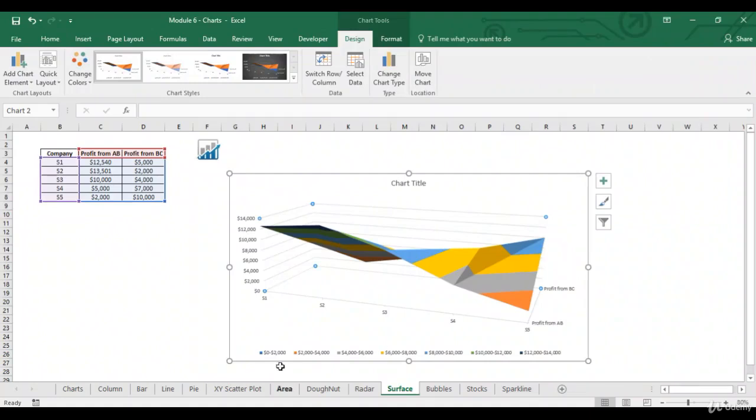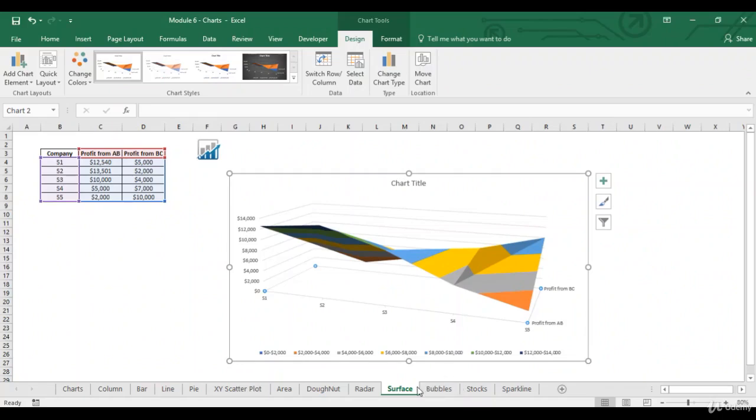So the different colors over here are implying the different ranges of profits. So if it is blue, it is $0 to $2,000. If it's amber, it's between $2,000 and $4,000. Then gray, $4,000 to $6,000, and so on.